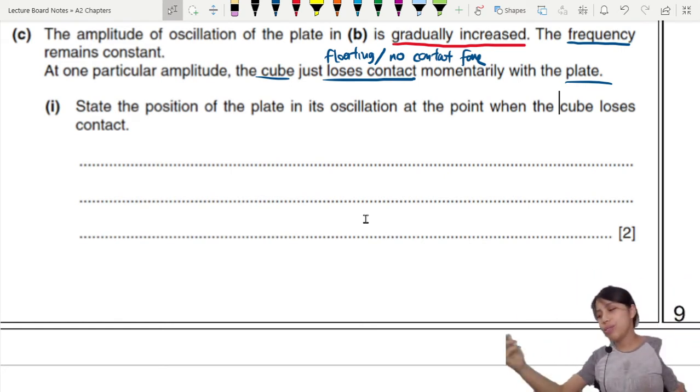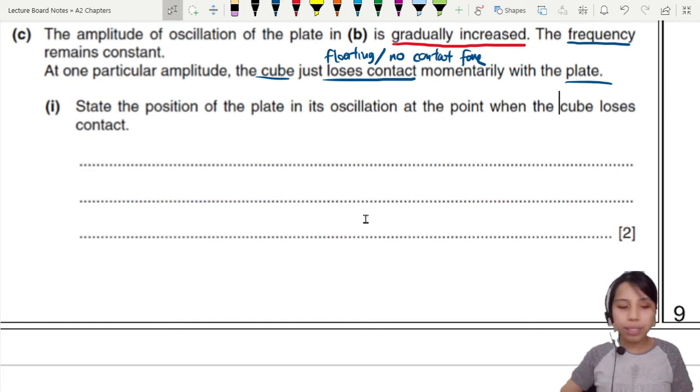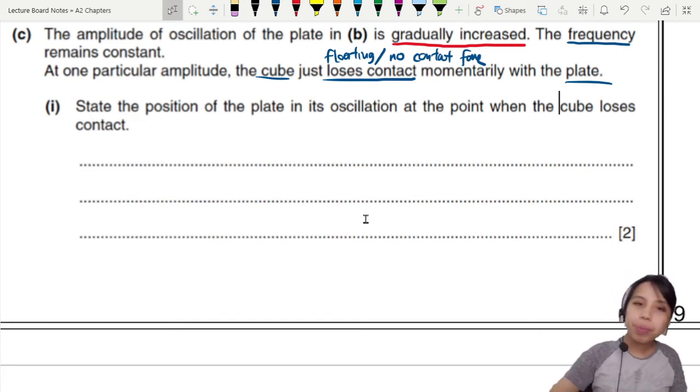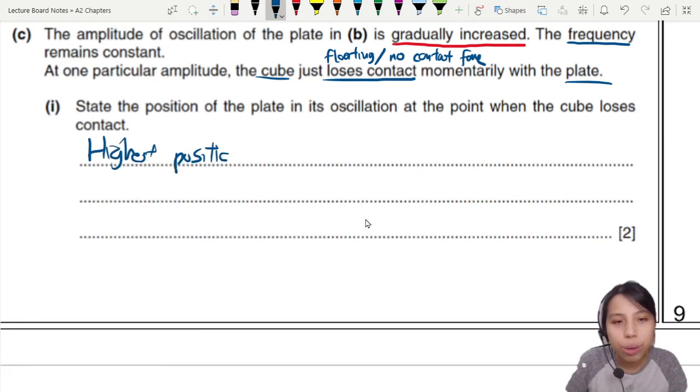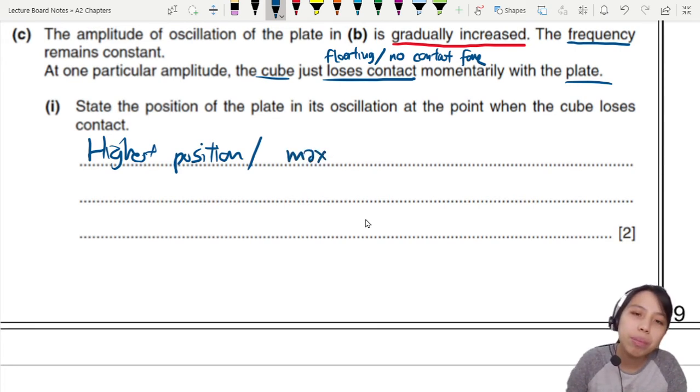You can do this during exam, just toss your eraser. But actually, your cube or your phone, the cube will lose contact with the plate at the highest position.